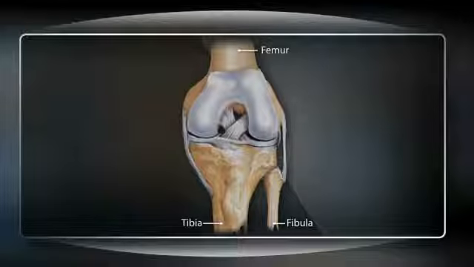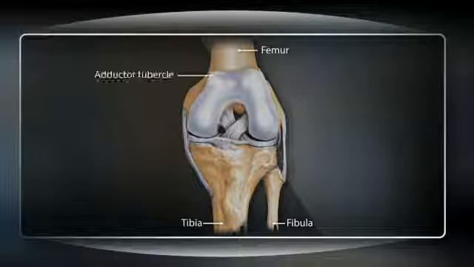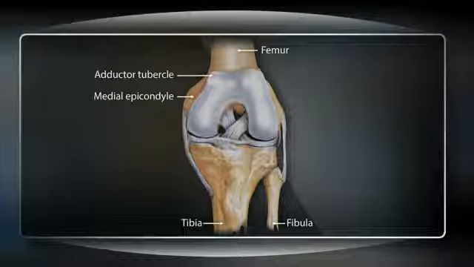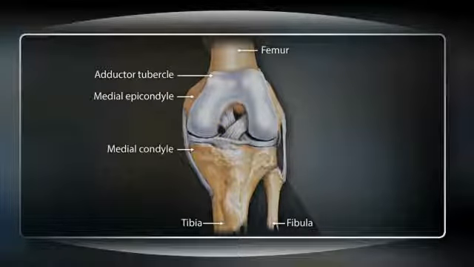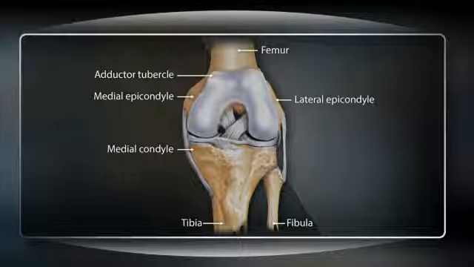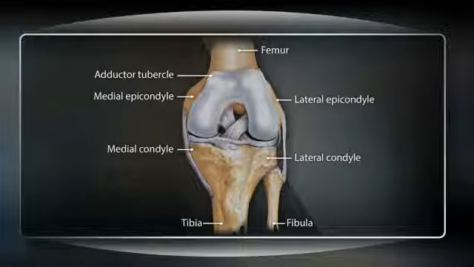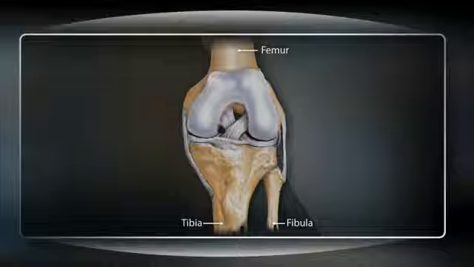To accurately assess the knee, the largest joint in the body, you must thoroughly understand the important features of the anatomy of the knee joint. On the medial surface, note the adductor tubercle, the medial epicondyle of the femur, and the medial condyle of the tibia. On the lateral surface, note the lateral epicondyle of the femur, the lateral condyle of the tibia, and the head of the fibula. 7 key structures determine knee function.